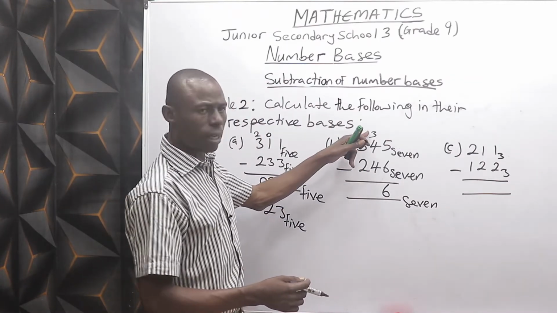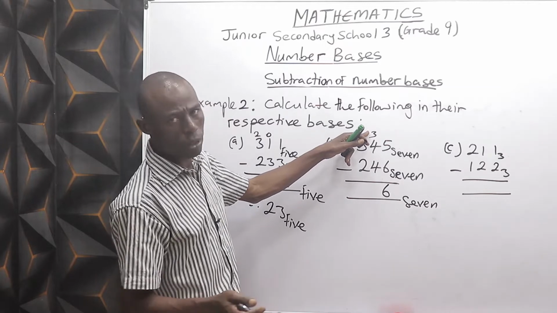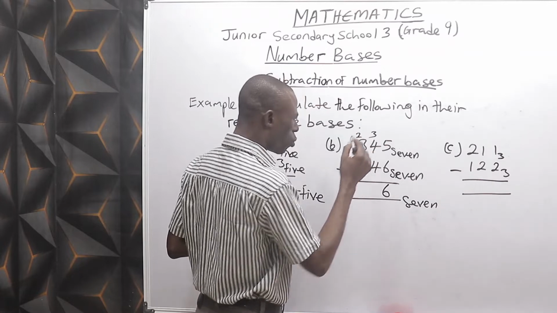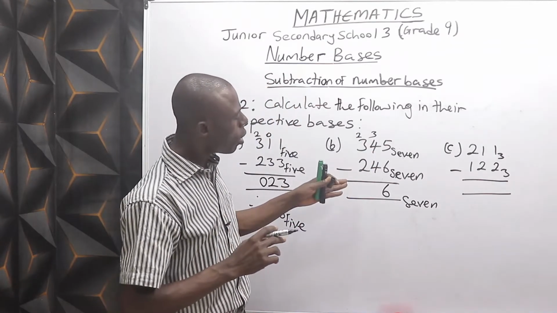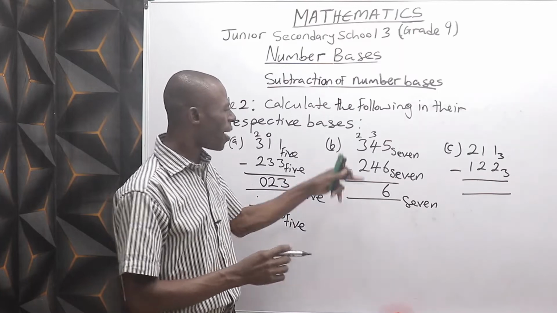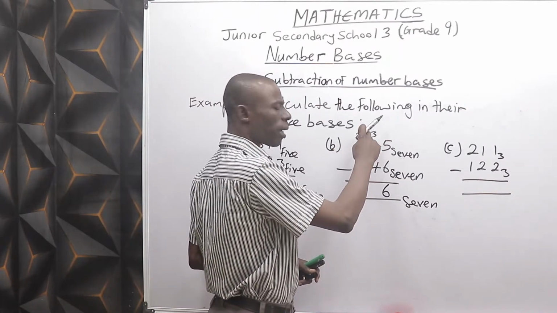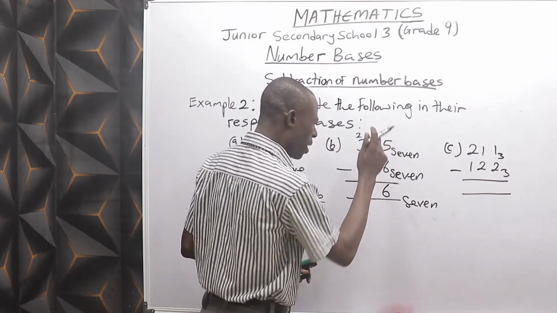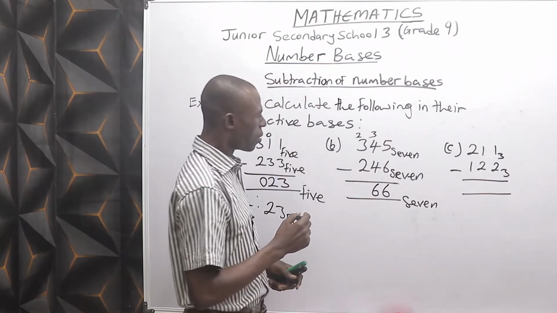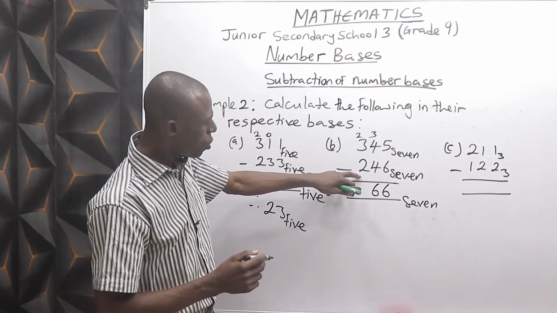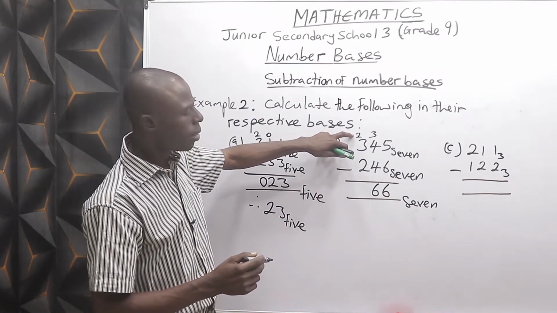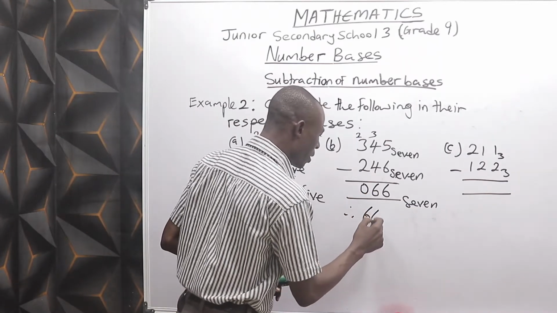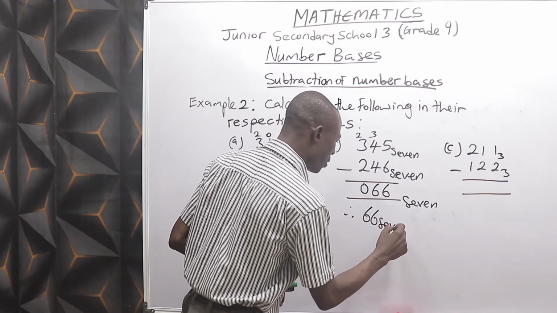Subtract 4 from 3, that remains there. It's not possible. Borrow 1 from this 3 here, and this 3 also will become 2. The one you borrow will turn to your base, which is 7. Add 7 to 3. That is 10. Subtract 4 from 10. That gives 6. Subtract these 2 from the remaining 2 here. That is 0. Therefore, our answer is 66 base 7.